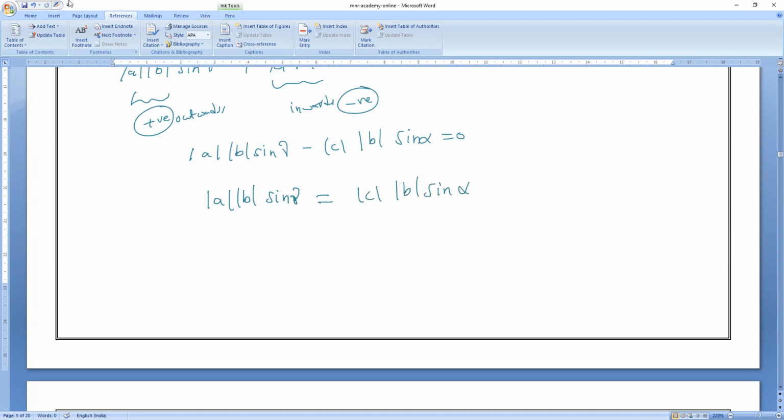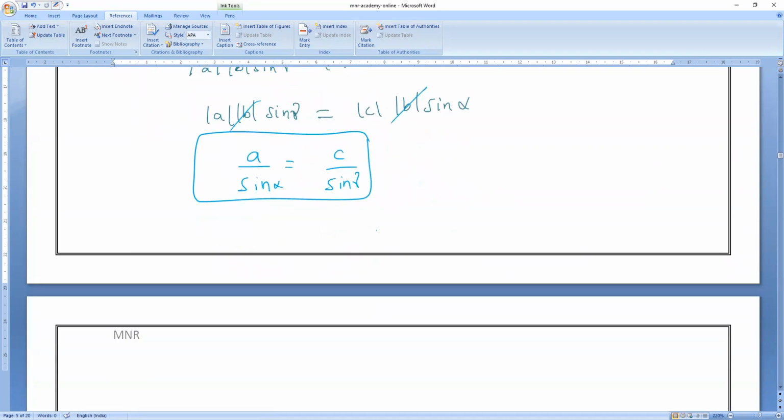Is it okay, guys? Everybody? Yes, please. So what will happen? Both the sides something is common. Mod B is common. So sine gamma will come this side, sine alpha will come this side. So A by sine alpha equals C by sine gamma. Okay. So it is proved that even the third one you want, you can do it.